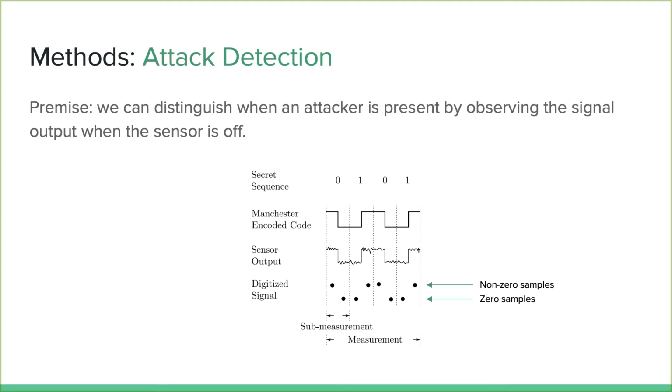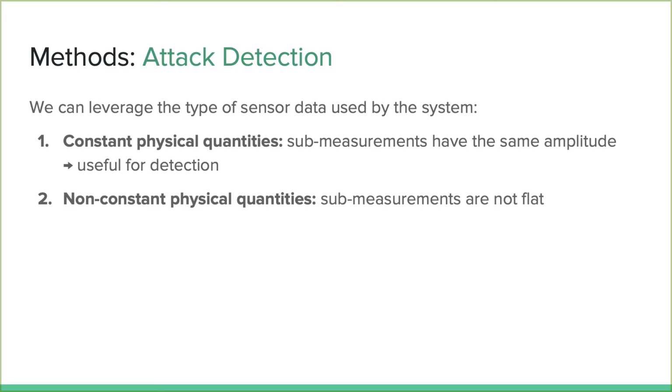And finally, I'll define the 2 terms here. A non-zero sample is a measurement from the sensor when it's turned on, and a zero sample is a measurement from the sensor when it's turned off. And you can see the 2 levels there are distinguished in the digitized signal.